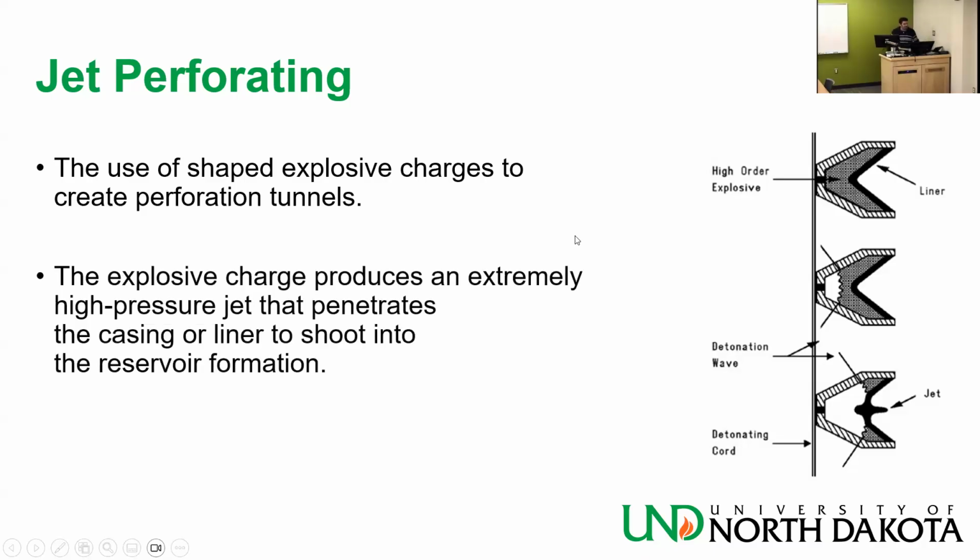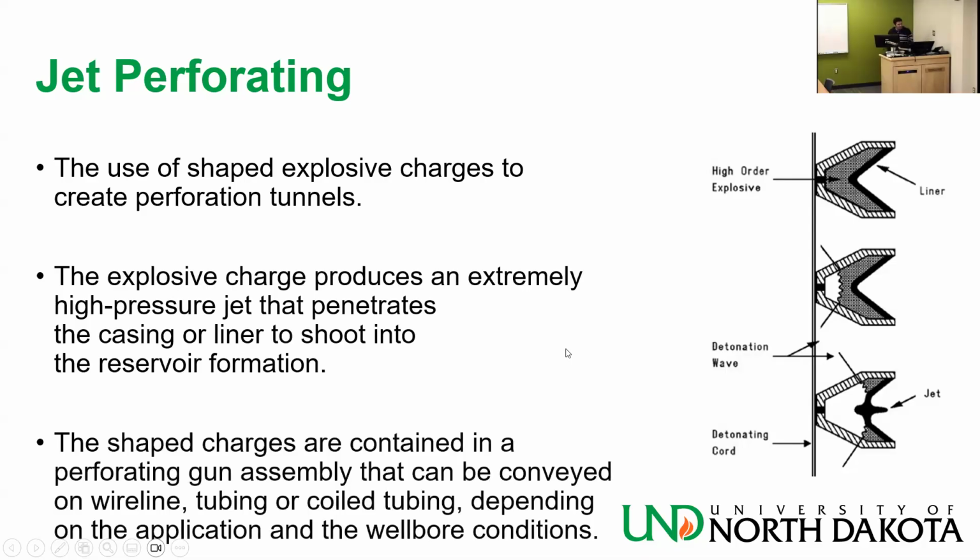It's a high pressure jet that penetrates the casing or liner to shoot into the reservoir formation through the cement sheath. The shaped charges are contained in a perforating gun assembly that can be conveyed on wireline, tubing, or coil tubing, depending on the application and the wellbore conditions. Now, all the stuff that we talked about earlier, like parachutes, tractors, etc., they are very well used for transporting perforating guns down long laterals when gravity cannot be of help.